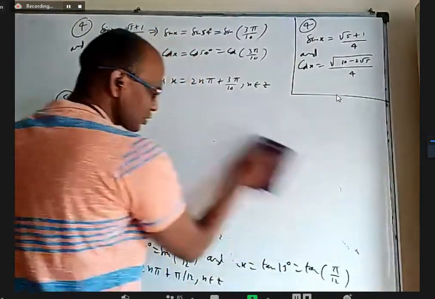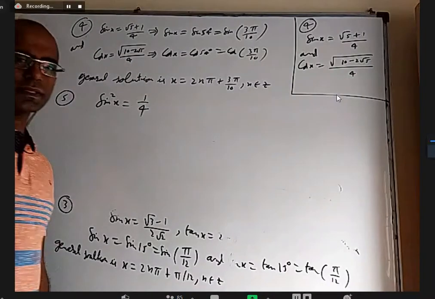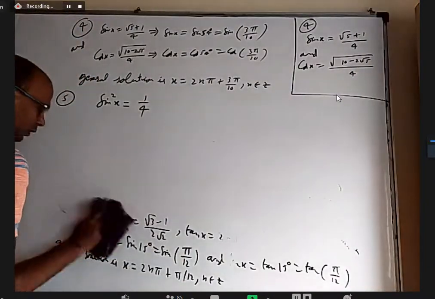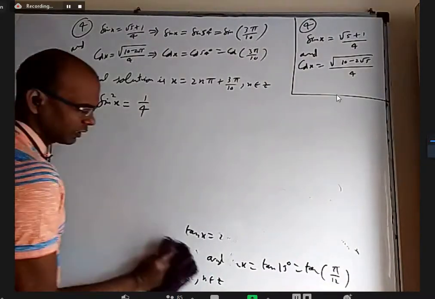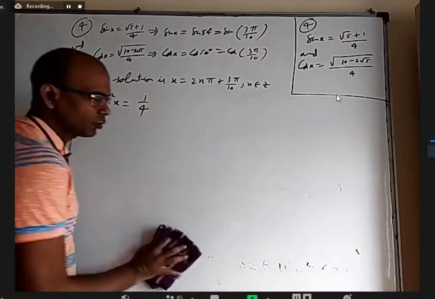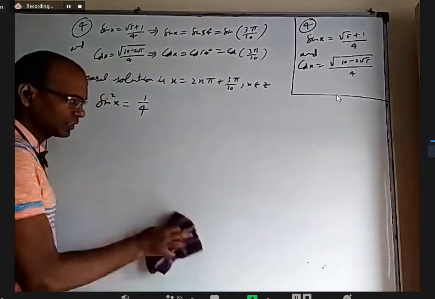Okay, so these four questions, everybody clear? Why are we writing only 2n pi plus alpha, why not anything else? Once you get an angle in at least one of the four quadrants, the next answer in the same quadrant will come only after rotating 360 degrees.